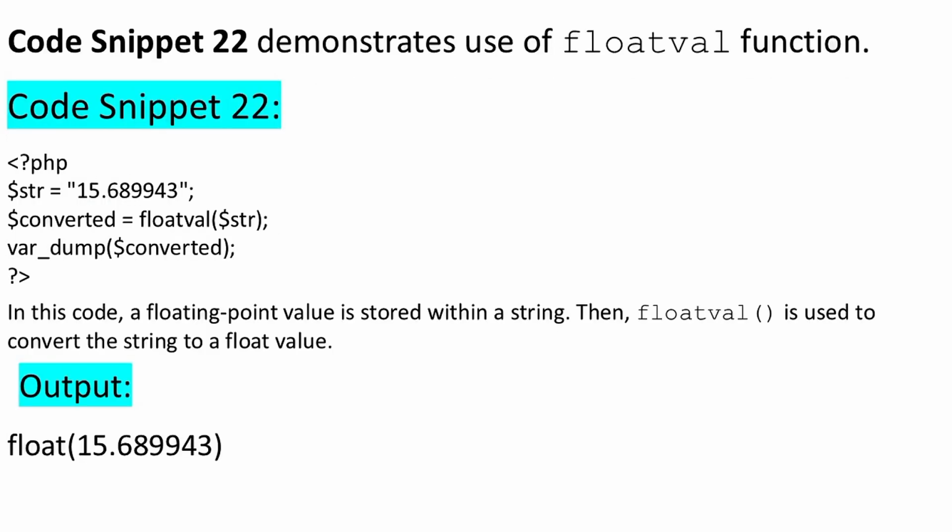Now let's take a look at Code Snippet 22, which shows a simple and practical example of how the floatval function works in PHP. In this example, we start by creating a variable named str and assigning it a value that looks like a floating point number, but it's actually stored as a string, 15.689943. Because this value is enclosed in quotation marks, PHP treats it as text rather than a number. Next, we use the floatval function to convert that string into a proper floating point number.